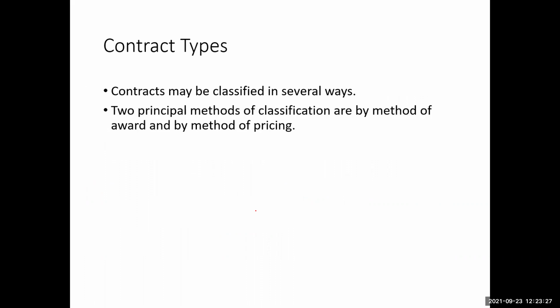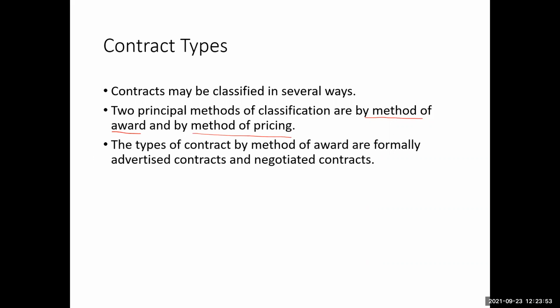So we can classify the contracts in more than one way. Two principal ways can be described in this lecture for the classification. One is by the method of the award, by which method the contract has been awarded, and the other is by the method of pricing. So two types of contracts may be based on these two dimensions: by the method of award, and by the method of pricing.